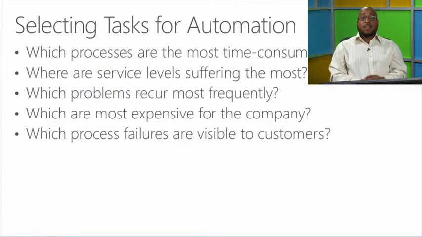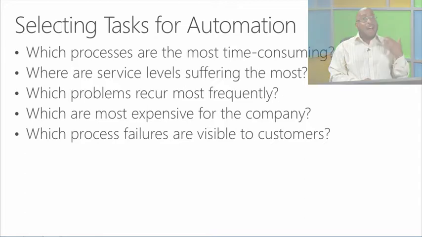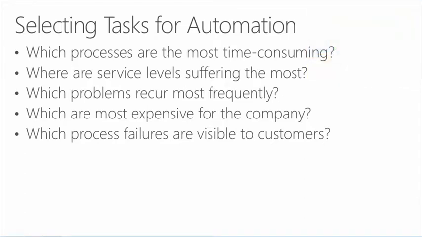So one of the things we want to do, first and foremost, is select the tasks that we want to automate. And why do we want to automate them? Why is it important? What are the challenges that we're seeing? Which processes are the most time consuming? Start there. That's where I will be able to think about, where is my staff spending time doing the same thing over and over again, where I can best use their expertise elsewhere?